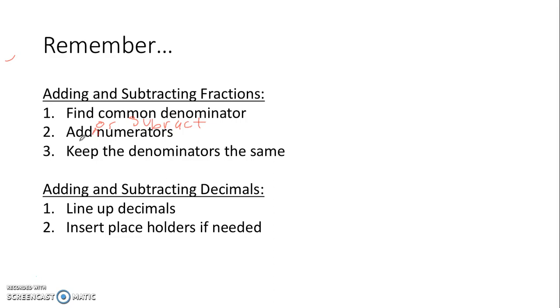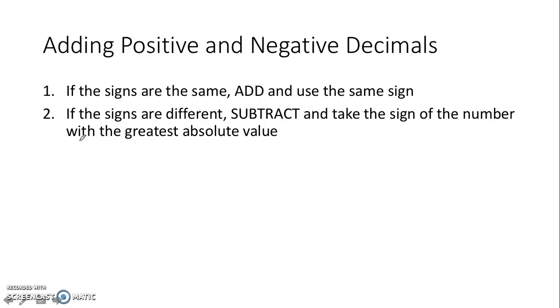When you add or subtract decimals, the first thing that you do is line up those decimals, and the second thing you do is insert zeros as placeholders if you need them. You won't always, but you might. Alright, so let's work with decimals first, because decimals seem to be easier for you guys this year.